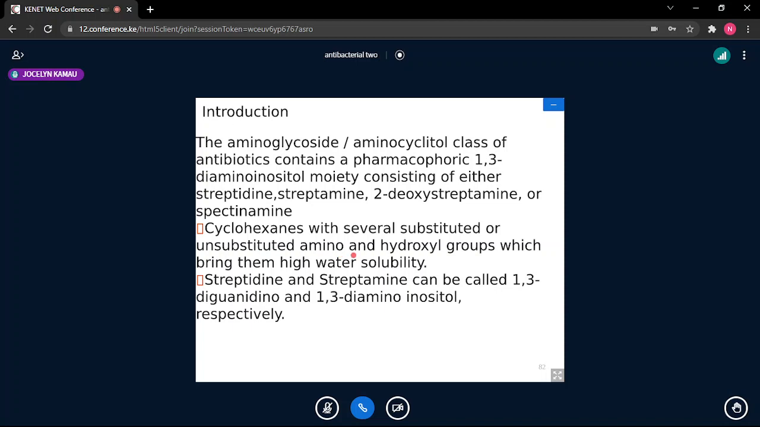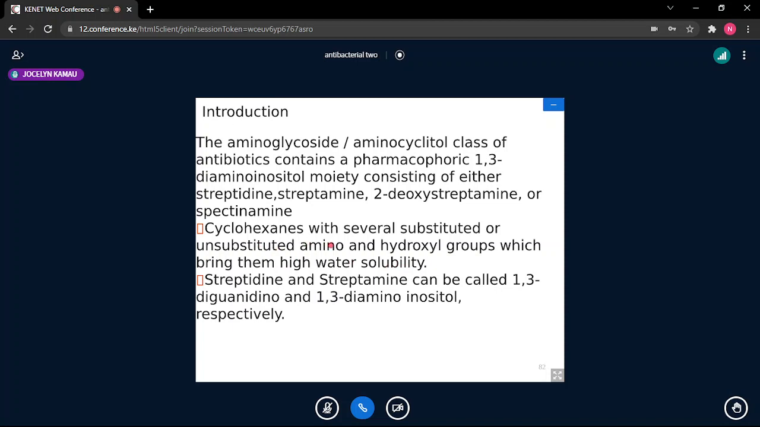And we are saying the aminocyclitol or the diaminoinositol are cyclohexanes with several substituted or unsubstituted amino groups. If you look at the structure of gentamicin, you will find that the amino group is also substituted. That's why we have said they can be substituted or unsubstituted amino groups. If you look at kanamycin, the amino group is not substituted. When you go to gentamicin, the amino group is further substituted with a methyl group, and we'll discuss the advantage of that. So please understand this statement: substituted or unsubstituted amino, and then hydroxyl groups, which bring them high water solubility.